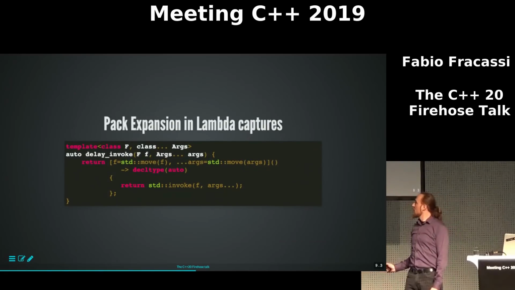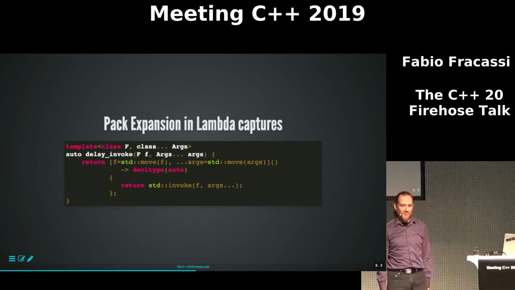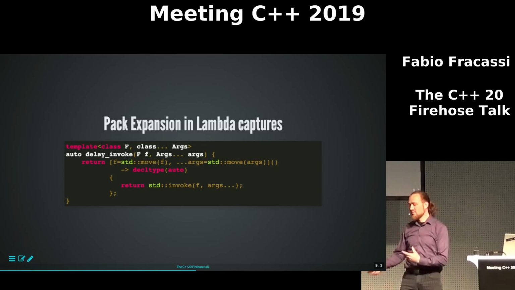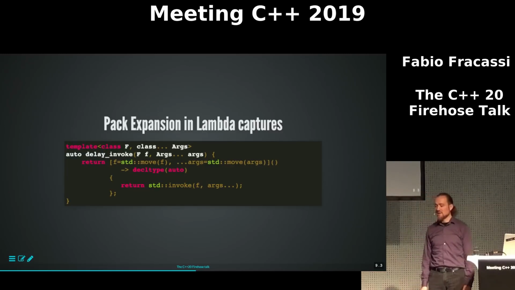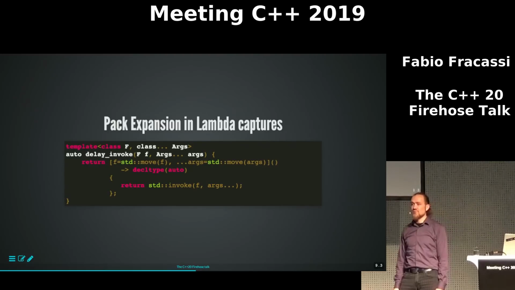We can now add pack expansions to the capture of a lambda, which is also very useful. You can do stuff with binders or something like that more easily with less boilerplate. That is useful.